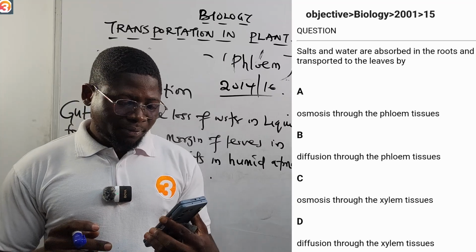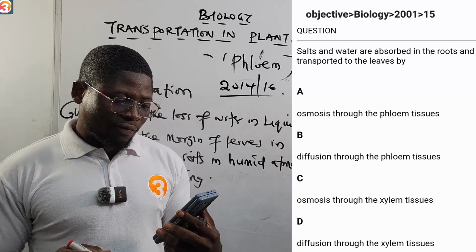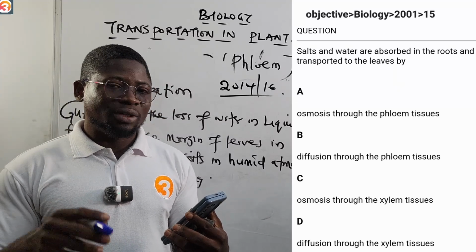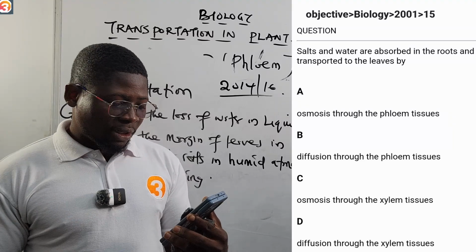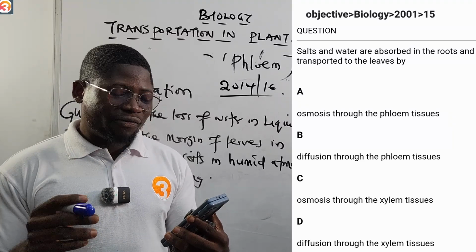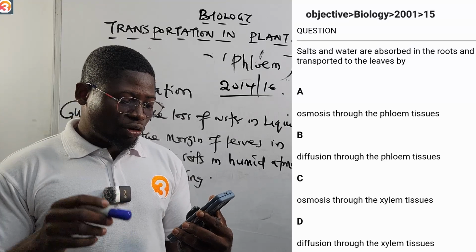Let us see 2001 number 15. They say salt and water are absorbed in the roots and transported to the leaves by A, osmosis through the phloem tissues. B says diffusion through the phloem tissues. C says osmosis through the xylem tissues. D says diffusion through the xylem tissue.